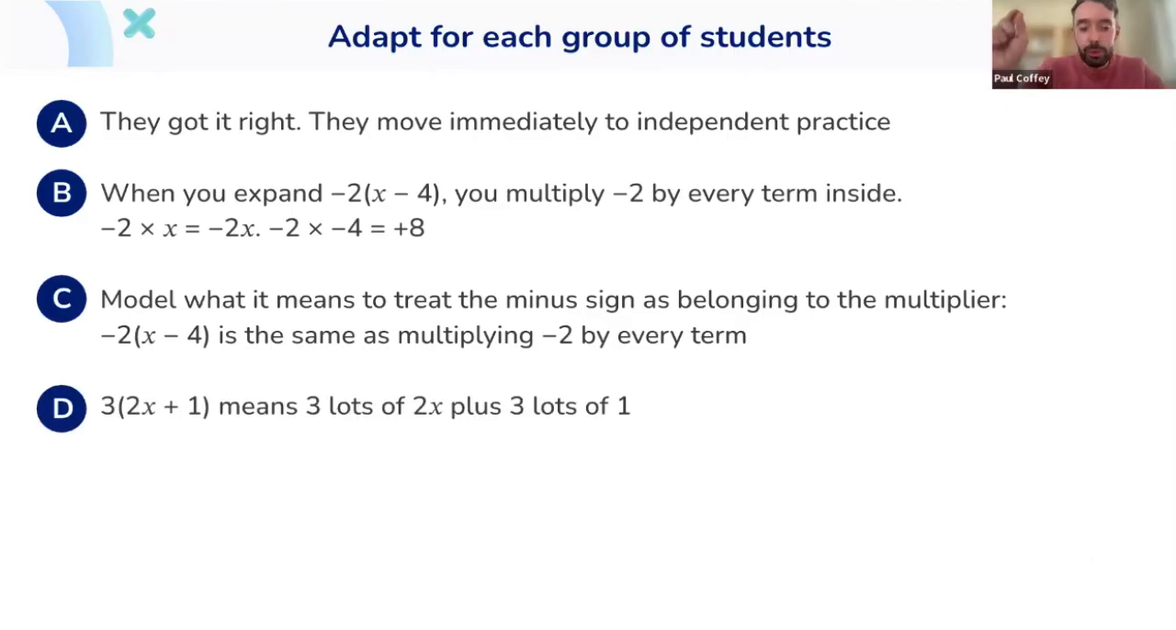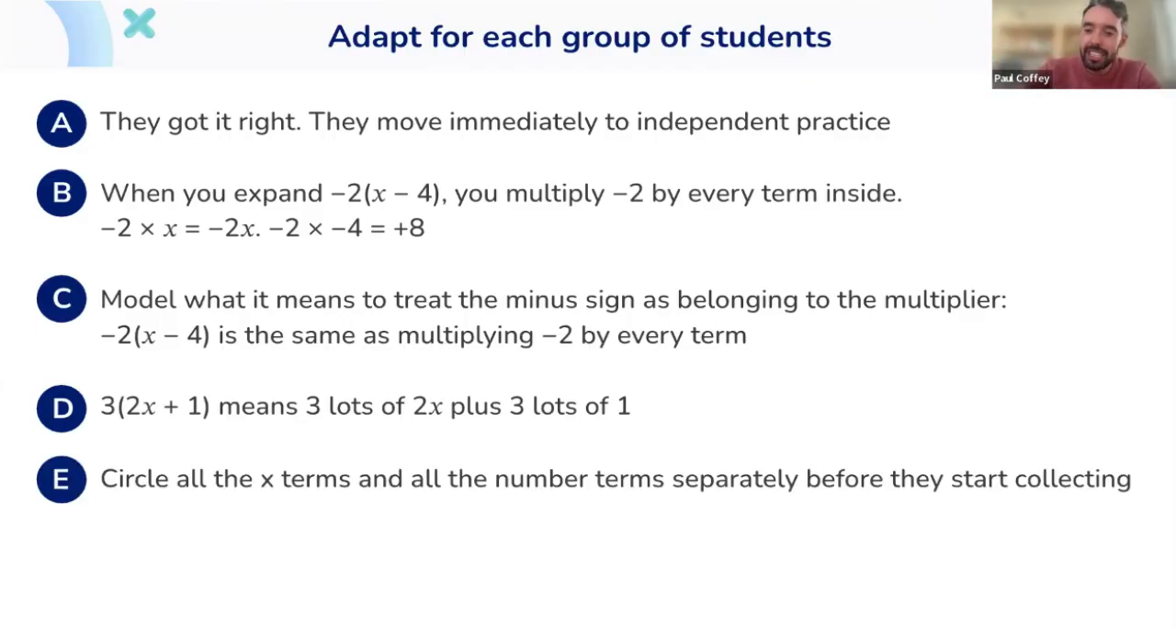Group D. Okay, now these are the students that only multiplied that first term. So this is a more fundamental gap. Use a visual if you can, maybe an area model, maybe a grid showing what it means to multiply a term by everything inside the bracket. You want them to see that 3 bracket 2x plus 1 means 3 lots of 2x plus 3 lots of 1. This group might need a bit more time, so flag them for some follow-up. E. So this was the like terms error. So quick correction.